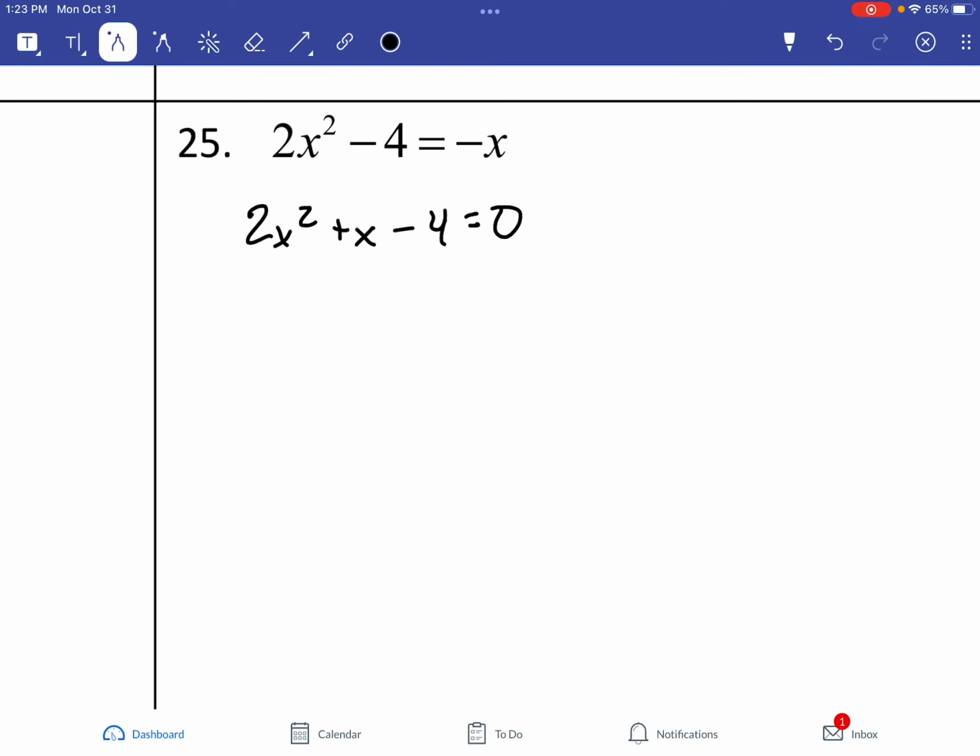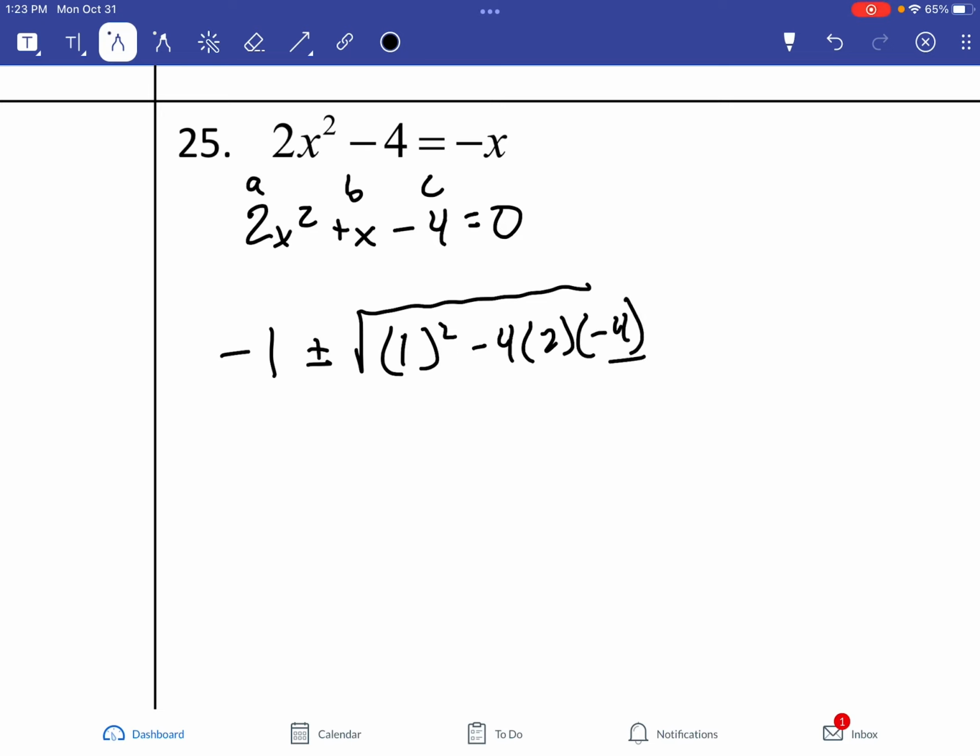I have a hunch that this is not going to work out if you factor it, because the factors would be negative 8, and no numbers multiply to give you negative 8 and add up to give you positive 1. This is a quadratic formula question. We have A, B, and C. The B value is positive 1. So the formula is negative 1, the opposite of B, plus or minus the square root of 1 squared minus 4 times 2 times negative 4, all over 2 times 2.